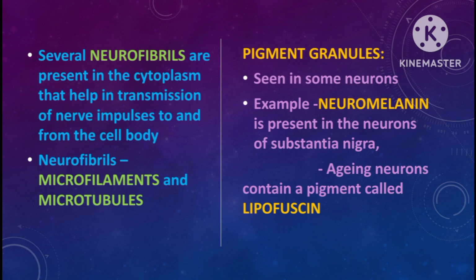In addition to this, some pigment granules are also present in the cell body. These are seen in some neurons only, not in all the neurons. For example, neuromelanin. It is a pigment granule which is present in the neurons of substantia nigra. Another example is aging neurons contain a pigment called lipofuscin. These are the additional facts to remember.